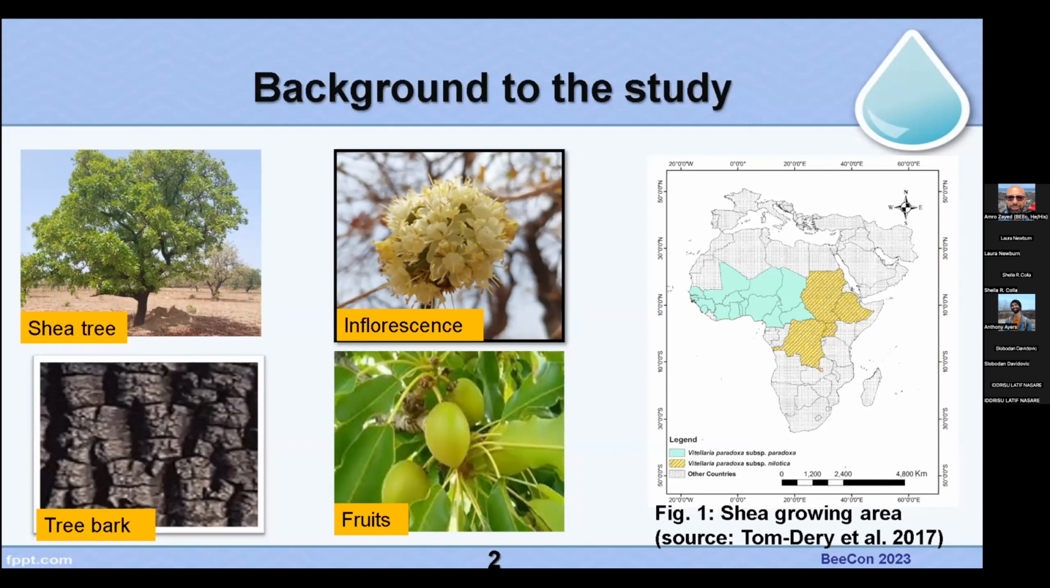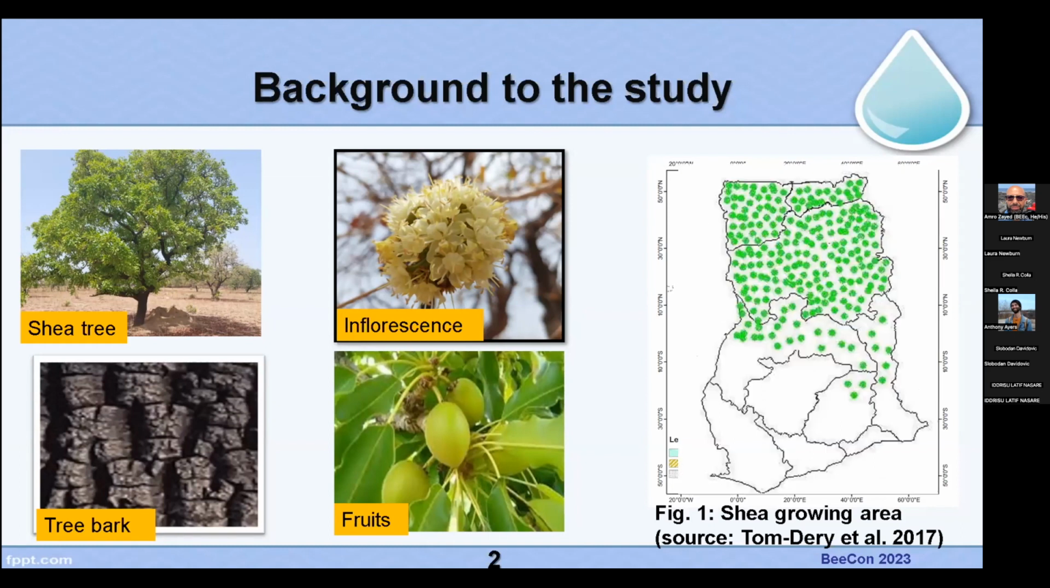This tree occurs in about 21 countries in Africa, ranging from Senegal in the west all the way to Central African Republic to Ethiopia. But there are two known subspecies. The one in East Africa and the other one in West and Central Africa, as shown in the figure. But in Ghana, shea is only in the northern part of the country. Specifically, the shea only occurs in the northern part of the country, in the Guinea and Sudan savanna zones.